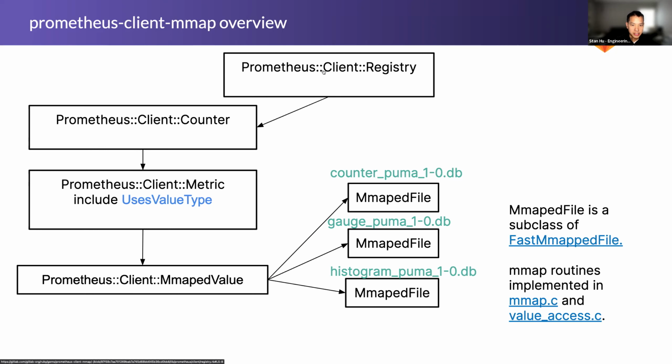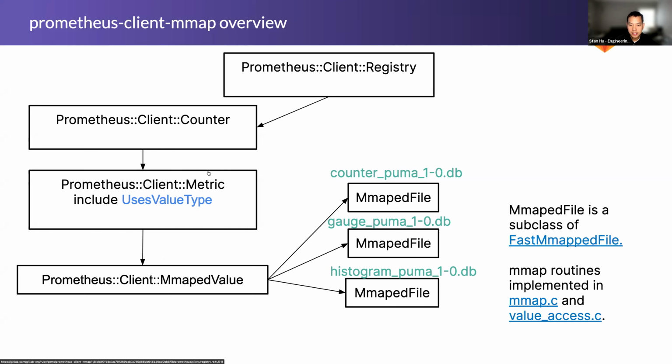How it looks in prometheus-client-mmap: well, as I mentioned, there's this registry which has certain types registered. In this case, it's the counter. And this is where the details are interesting. A counter is a type of metric. We've modified it to include this uses value type because we wanted to be able to define our own definition of how a Prometheus metric is implemented. And so this mmap values holds a lot of the logic of how to actually turn a counter into something that's stored in a memory map file.